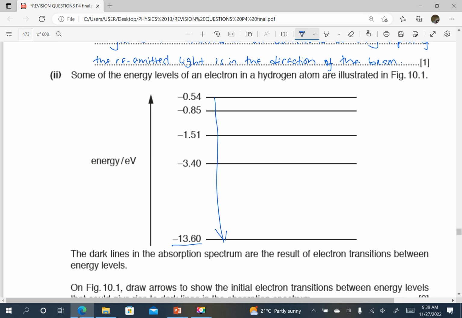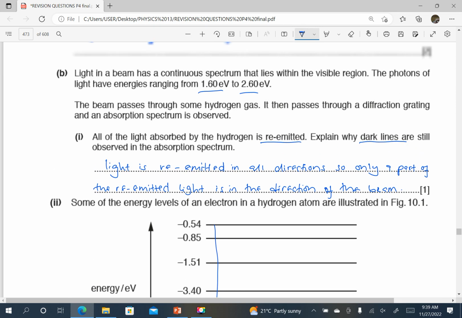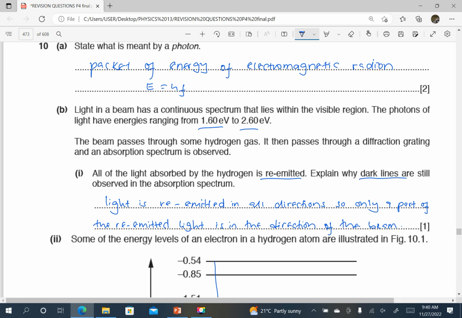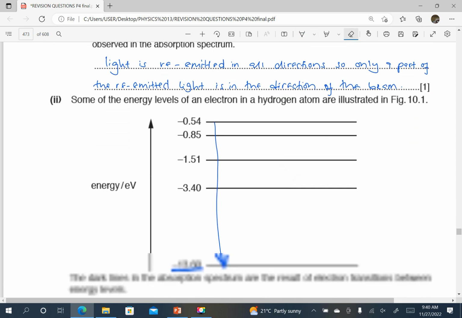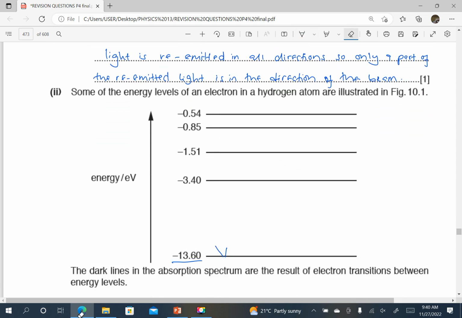That is negative 0.54 minus negative 13.6. We get 13.06. It is not in this range, so this transition is not possible. Let's check another one. Of course, you are doing this with the pencil.